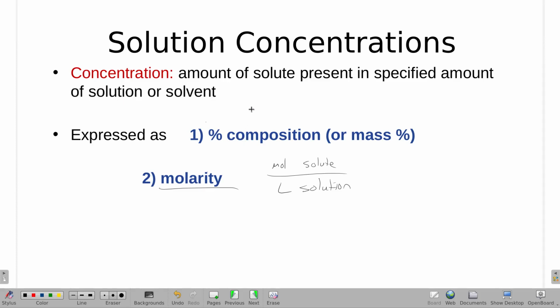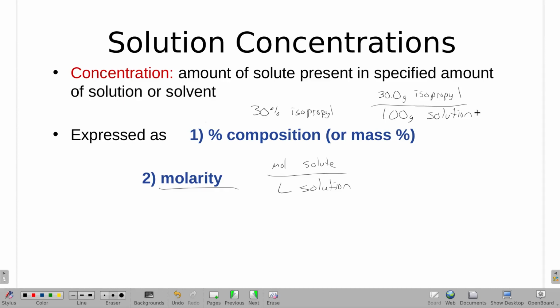So if you ever see a label that says like 30% isopropyl alcohol, now that does mean 30% isopropyl. But more specifically now, it means that there's 30 grams of isopropyl to every 100 grams of solution. Or we could have said 70 grams of water in this case. But if you see just a percent on a label anywhere, it must be grams over grams.